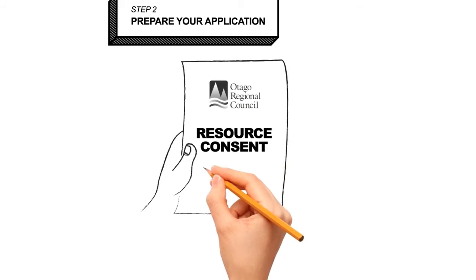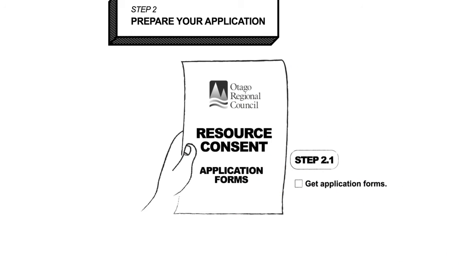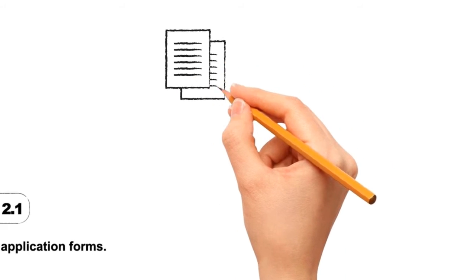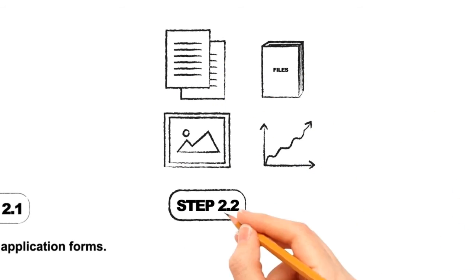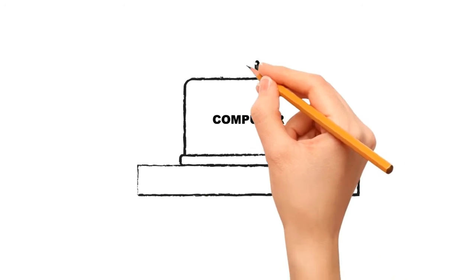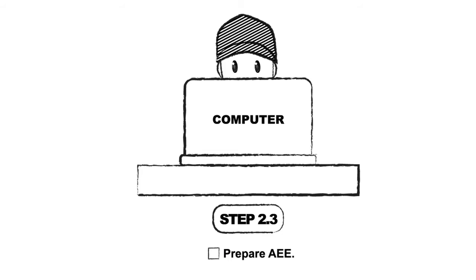First up, you'll need to get hold of some application forms from the ORC. Then you'll need to collect supporting information. We need to know detailed stuff about your creek or river, where you get your water from, your operation, and how much you need. Once you've got your info together, prepare us an Assessment of Environmental Effects, or AEE.